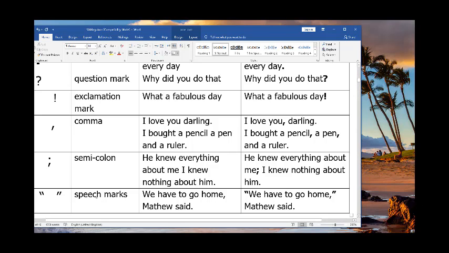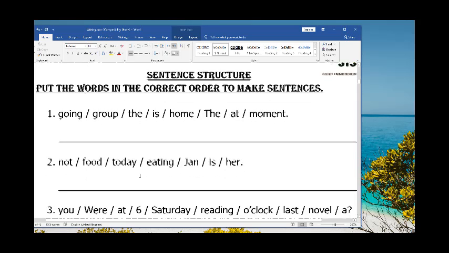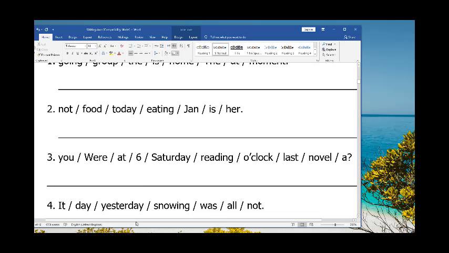Okay, the speech marks, this is the quotation marks, where you put it around the actual words that the person said. Okay, this is also to show you how I'm going to correct your writing and how you're going to know the mistakes and you have to correct it. Okay, for example, here we have the sentence structure, the rearrange. Okay, you're going to answer it on your own. I'm only going to answer some of them with you, and the rest you are going to answer alone, and you will find also the model answer on the school page.